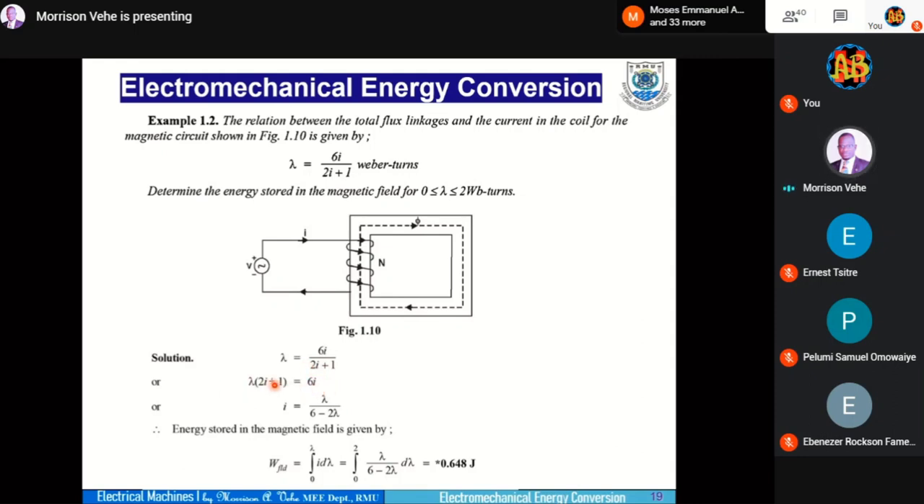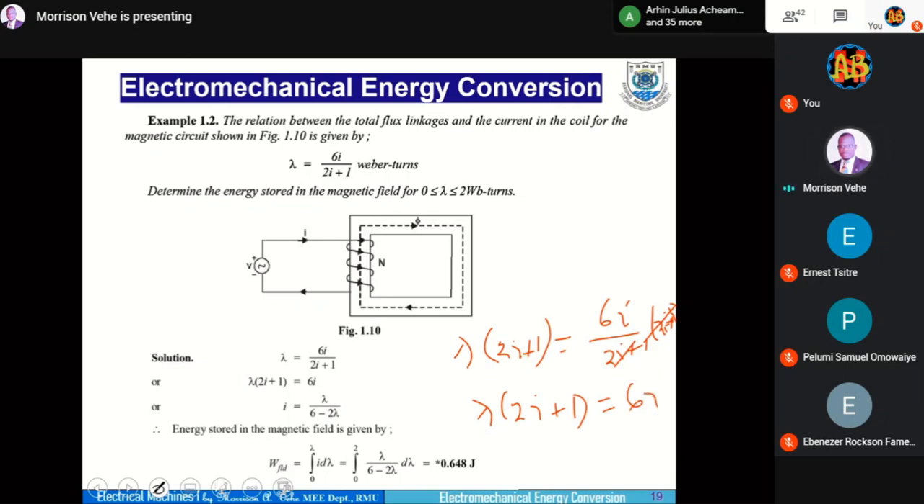Okay, so this is what we were given. We can express this as this. If you multiply through by 2i plus 1, you have lambda times 2i plus 1 equal to 6i over 2i plus 1 times 2i plus 1. We cancel this out, and we now have our lambda times 2i plus 1 equal to 6i.